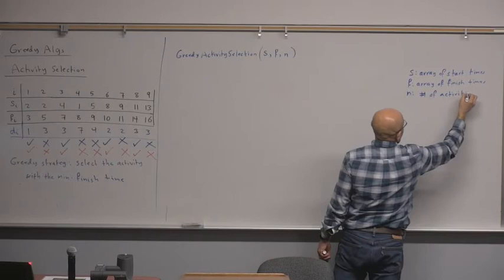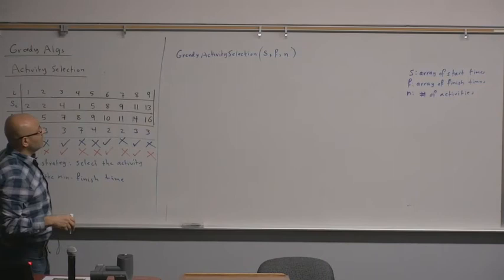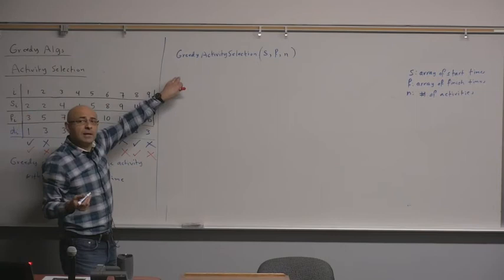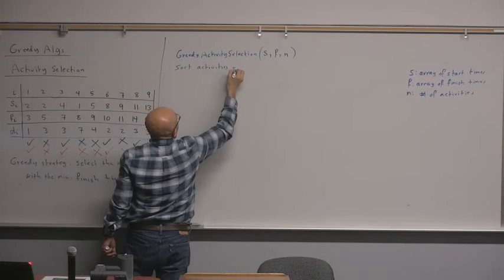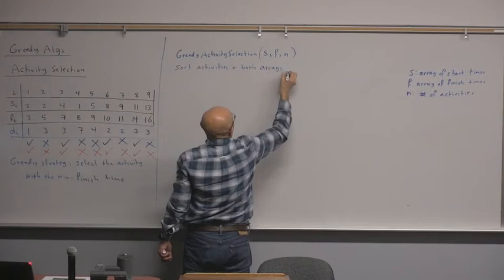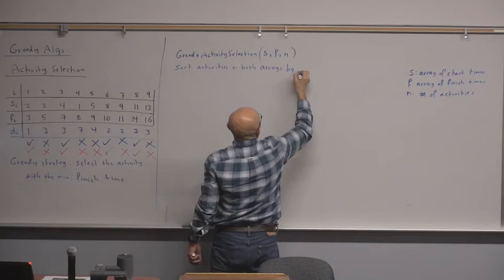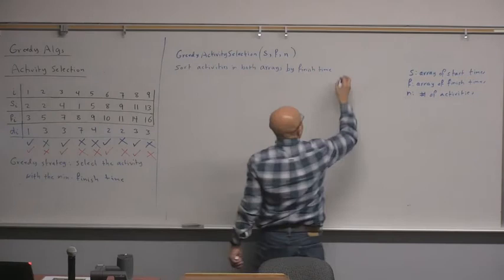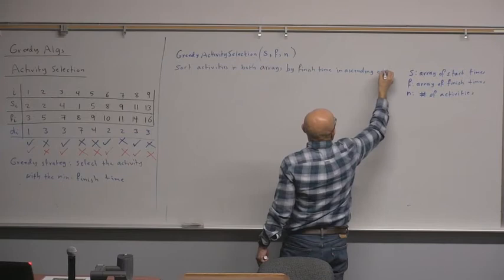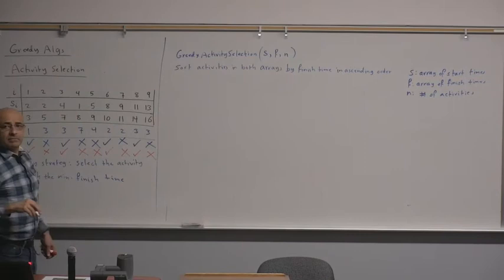Okay. So given this, the first thing that we would do in this algorithm is what? Sort? Yeah, sorting them. Sort activities in both arrays. Sort them by finish time in ascending or descending order? Ascending, because we are interested in the minimum finish time. In ascending order. Okay. Then what should we do?